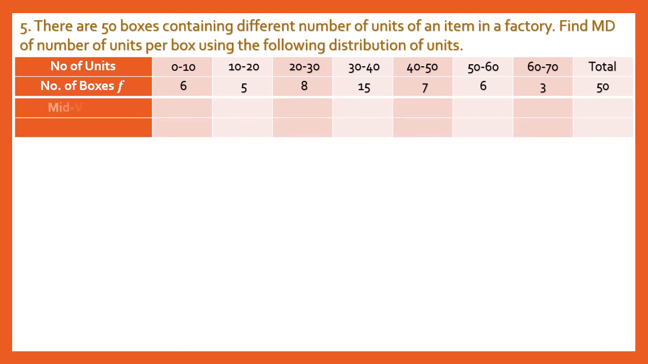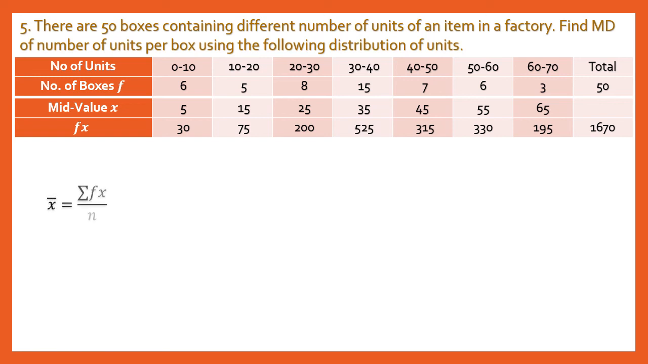Naturally, we have to calculate the mid value and then multiply that mid value x with the frequency to get fx. Now 0 to 10 is 5, 10 to 20 is 15, 20 to 30 is 25, 35, 45, 55 and 65. I'm going to multiply all these values with the frequency. So 5 times 6 is 30, 15 times 5 is 75, 25 times 8 is 200, 35 times 15 is 525, 45 times 7, 55 times 6, 65 times 3, and the total is 1670.